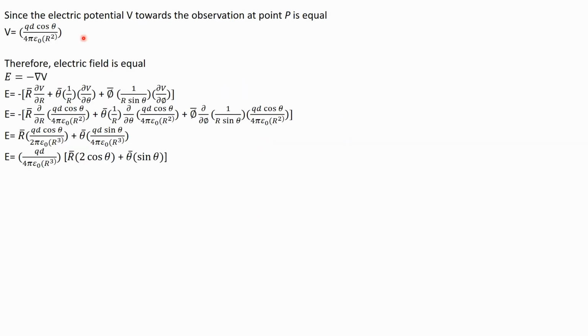In the previous slide, we already got the equation of electric potential V at the observation point P. Therefore, we can find the electric field by using the formula E equals negative del of V. We substitute V into this equation, and lastly we get the equation for the electric field, and we use that equation to solve question 2.